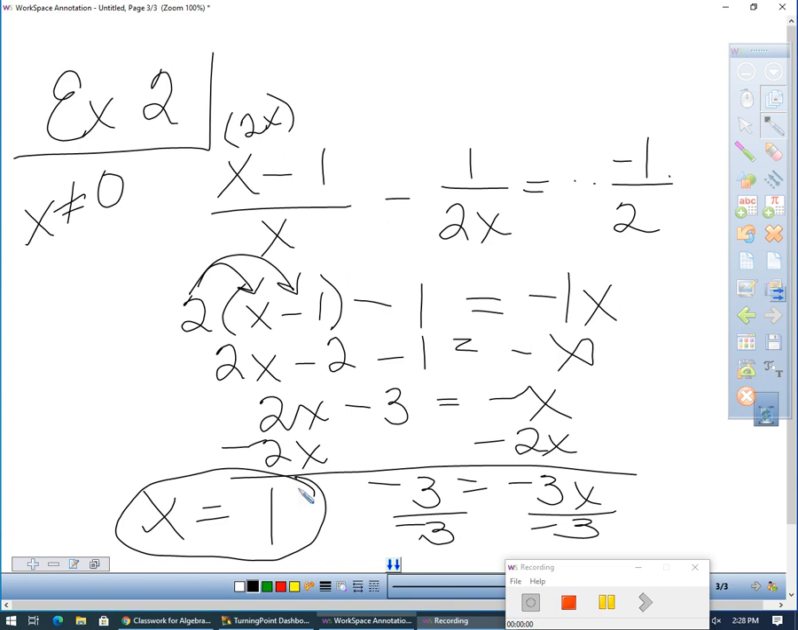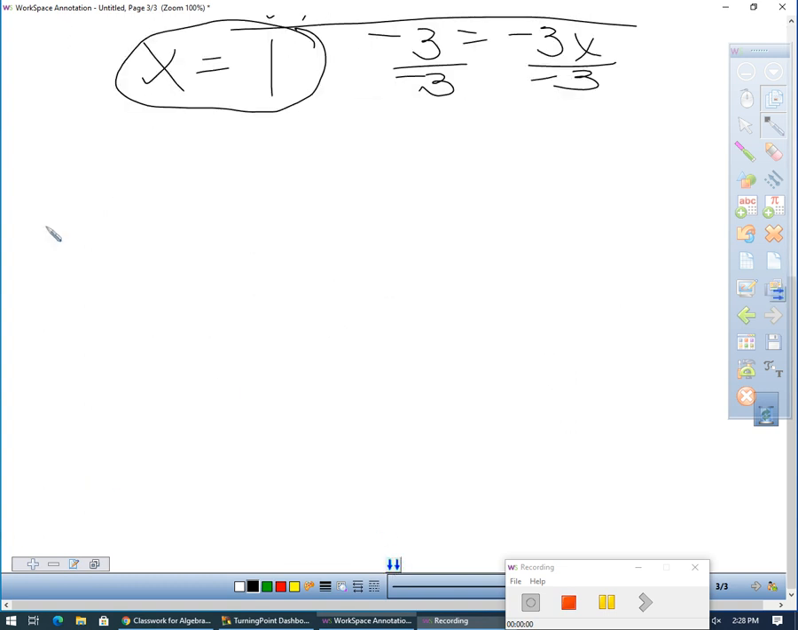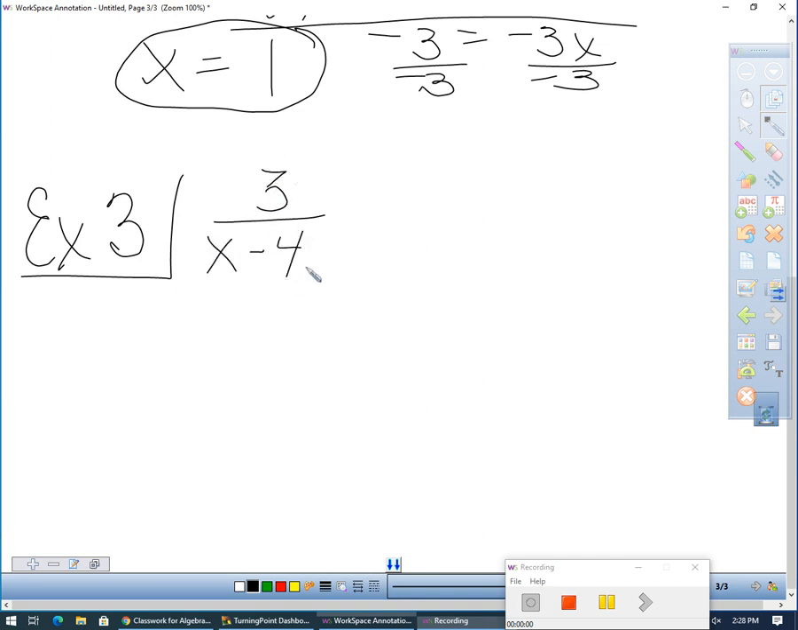Again, any questions before we keep going? No, everybody's okay? Alright. Example number 3 then. How about if I have 3 over x minus 4 equals 1 over x minus 4 plus 2. So, can I factor anywhere? No? Okay.